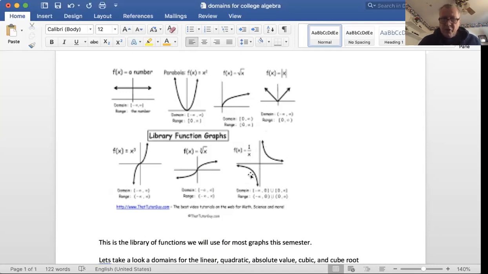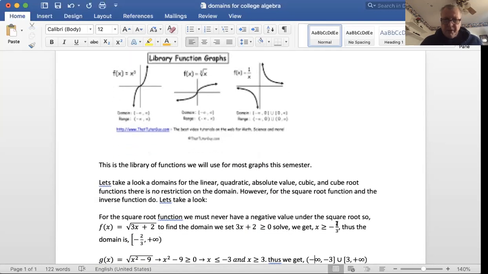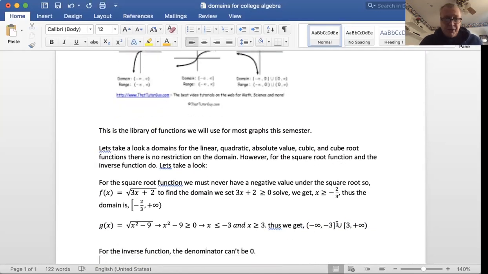Then the range, if we look here, it looks like we're skipping over the x-axis here, and we are. And it gets really close to the x-axis, but it doesn't ever cross it. Okay? And so since that's the case, we go from negative infinity to 0 for the range, not including 0, skip over 0, go from 0 to positive infinity. So we're going to use this library of graphs throughout the rest of the semester.